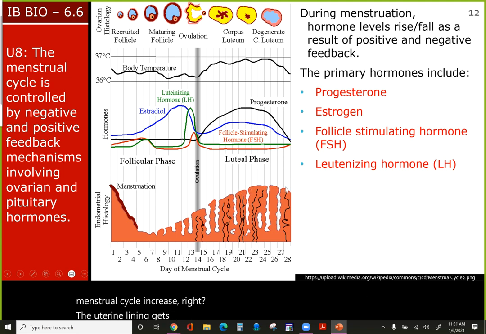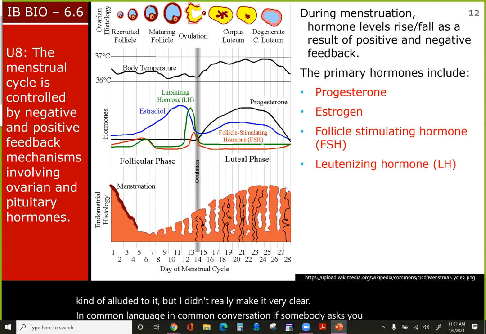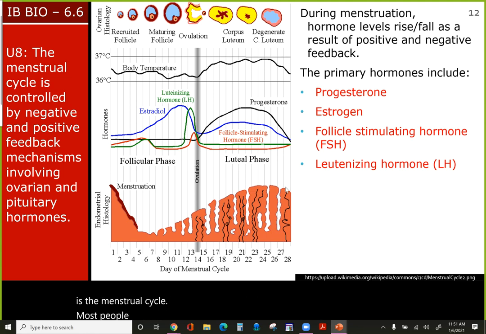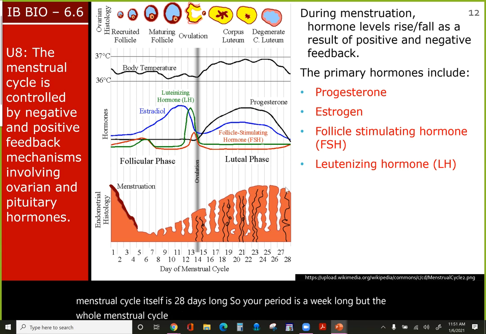I probably should have said this to start with. I kind of alluded to it, but I didn't make it very clear. In common conversation, if somebody asks you how long the menstrual cycle is, most people will say a week. That's not really the case. Menses, the actual shedding of the lining, takes about a week, but the menstrual cycle itself is 28 days long. So your period is a week long, but the whole menstrual cycle is 28 days long.